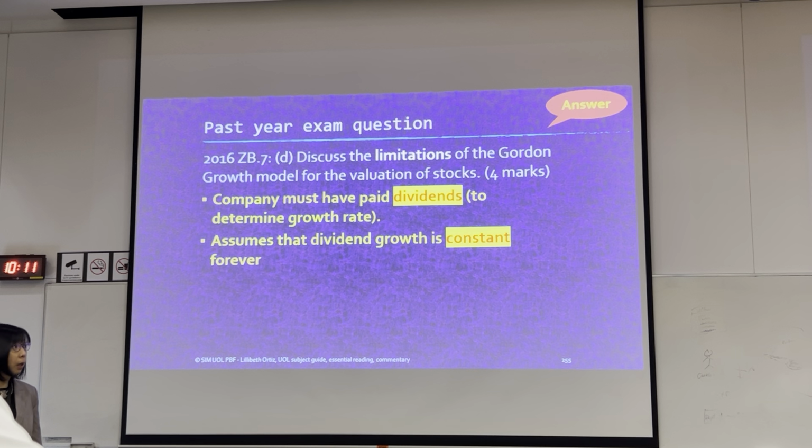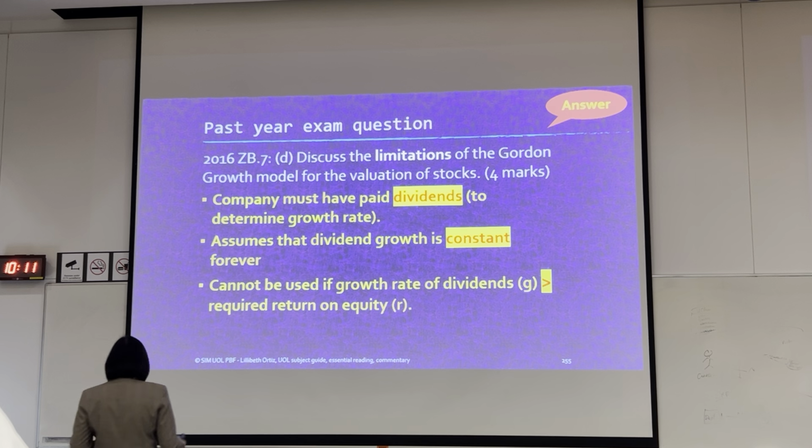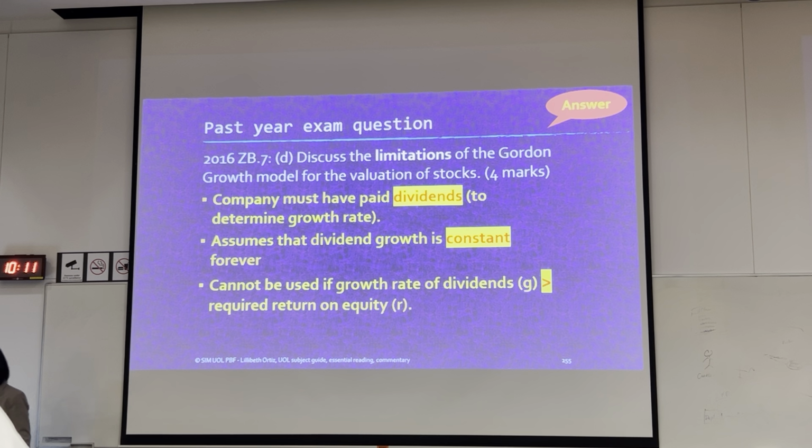Second, you're assuming that the dividends will grow at a constant rate forever. Then you have to make sure that the growth rate G is less than the required return on equity R. Otherwise, you cannot use this Gordon growth model, because you will have a negative number in the denominator if G is greater than R. And you can't have a negative stock price.